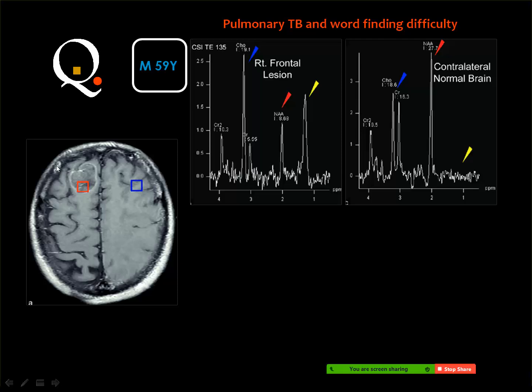But in this one, the choline is high and the NAA is low, so this is a tumor. Yes, and this is very important. Whenever you are asked about spectroscopy, you look first for the choline. If the choline is high, then you consider a neoplastic pathology. Then forget about the spectroscopy, then go to the MR appearance.